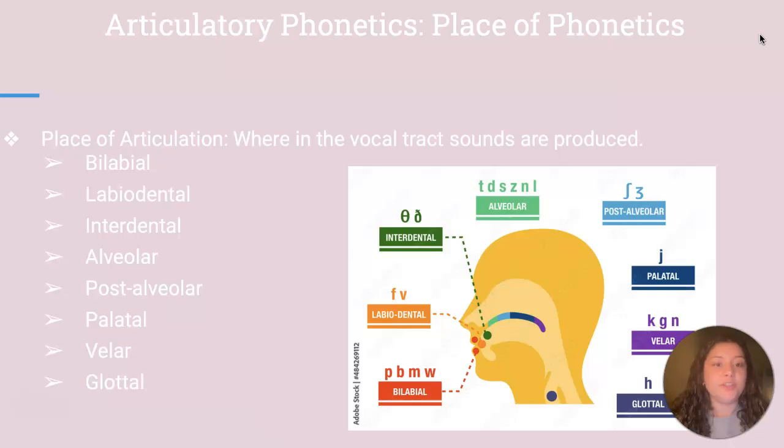The place of articulation is where in the vocal tract sounds are produced. There are 8 places of articulation: bilabial, where the lips are brought together; labiodental, the bottom lip behind the teeth; interdental, between the teeth; alveolar, the ridge; postalveolar, behind the ridge; palatal, where the tongue is at the roof; velar, the very back; and glottal, where the air stops at the glottis. The diagram to the right is a colored diagram of the places where these sounds take place in the vocal tract.